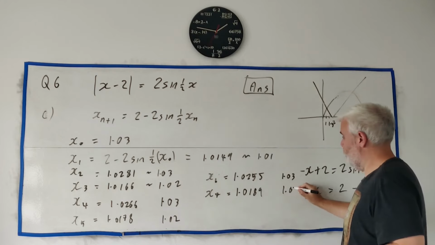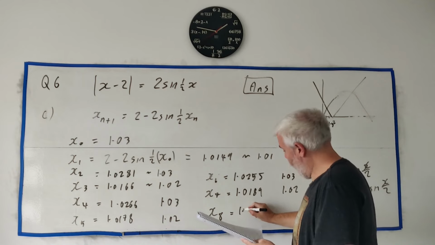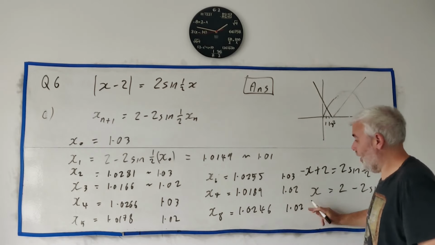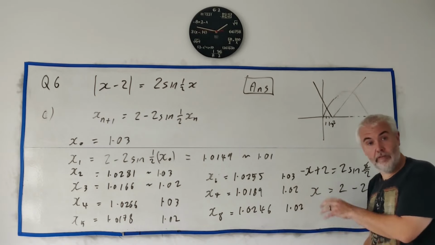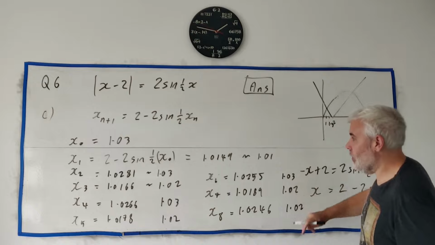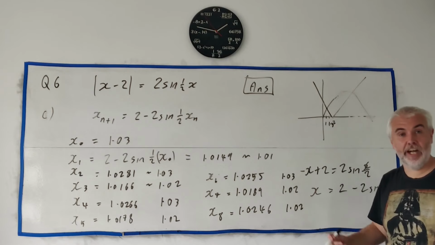1.0189, 1.02, x8 is 1.0246, which is 1.02 again. Finally, we've converged to this being the right answer, 1.02. Even though we had 1.02 before, I wasn't confident. This has given me the confidence.